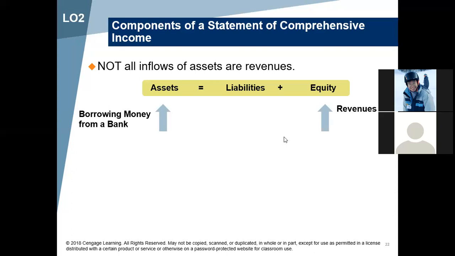Tama ba to? If you borrowed money, you increase assets and you increase equity. All right, wrong. Very good. It should be to increase your liability. Very good, Christina, Don, Rina.